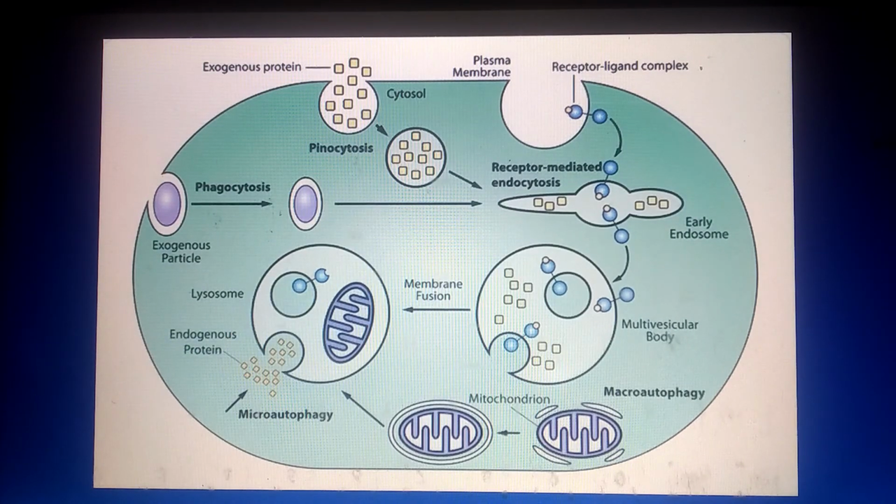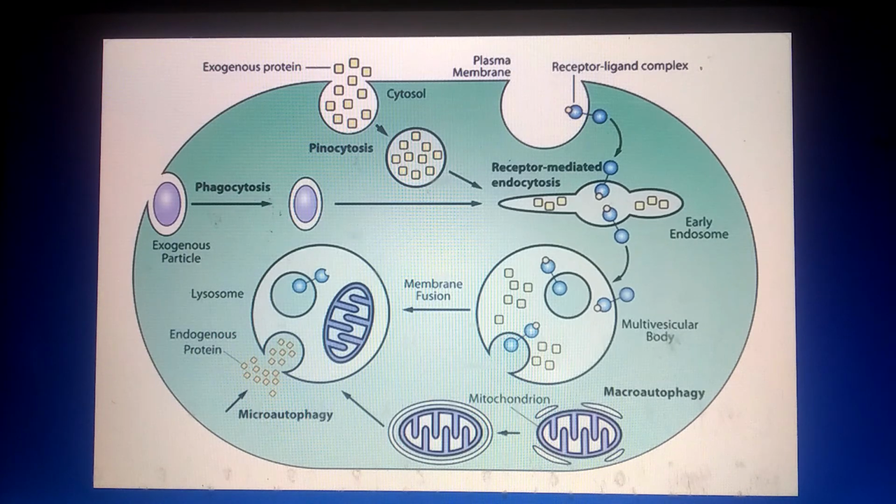Now, this is the whole process which I have explained one by one: phagocytosis, pinocytosis, endocytosis, exocytosis, each and everything. Endocytosis, which may be pinocytosis, which may be phagocytosis, which may be receptor mediated endocytosis. So all these you can see here. Now the concept is clear to you people about the mechanism of transport, as well as the role of all the biological molecules in the cell membrane.